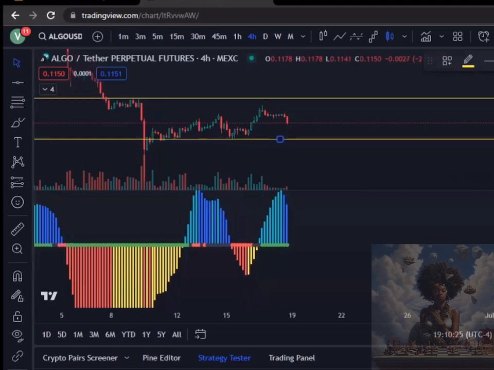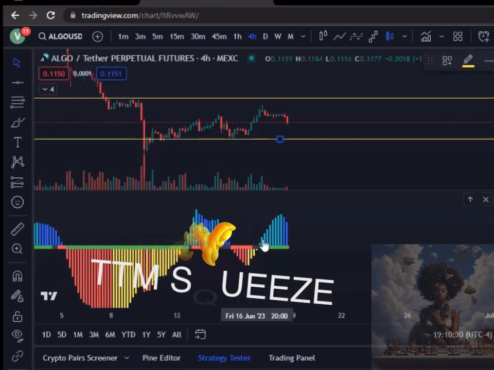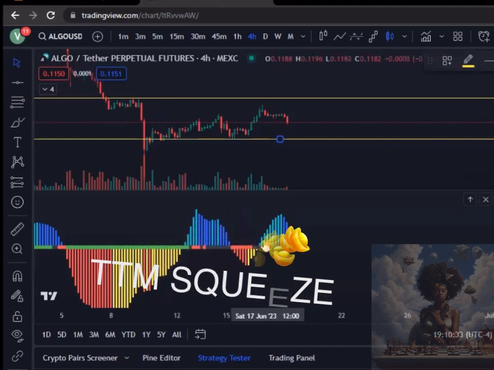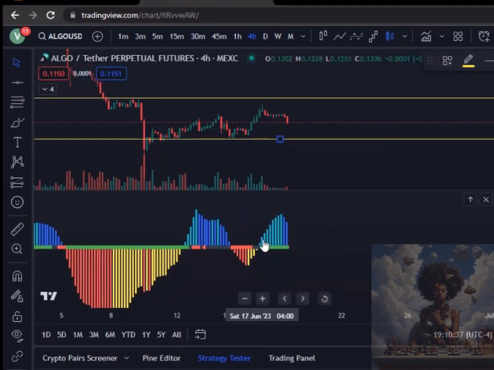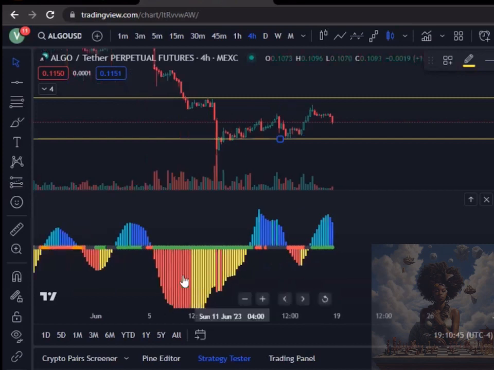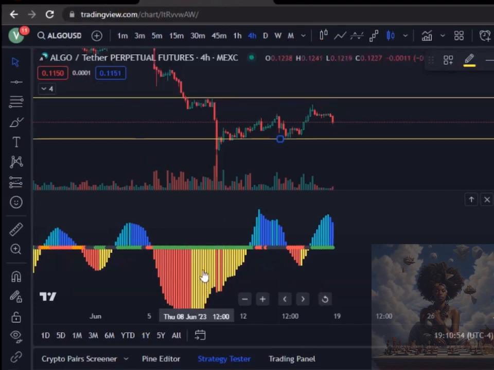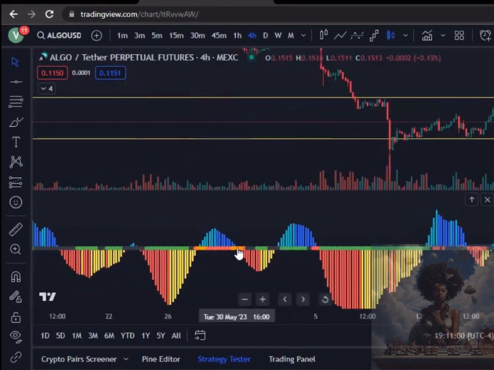Now you're looking at your TTM squeeze. Your TTM squeeze is as follows. Your teal is showing that buyers are coming in. Your dark blue is showing that sellers are starting to come in. Your red is showing that sellers are in. And your yellow is showing that buyers are coming in. Your orange is rare, meaning that it's going to be a big move either to the upside or to the downside.